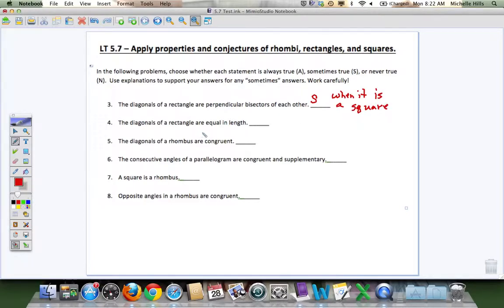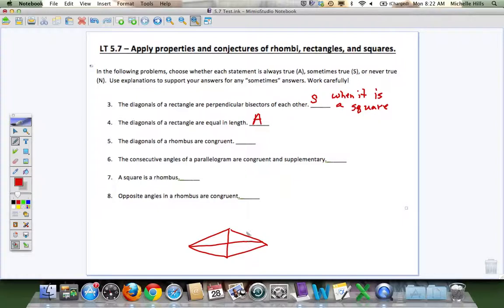The diagonals of a rectangle are equal in length, always. The diagonals of a rhombus are congruent. Well, not necessarily. If we look at a rhombus, which is kind of like a diamond, like this, the horizontal diagonal is definitely longer than the vertical diagonal in this case.